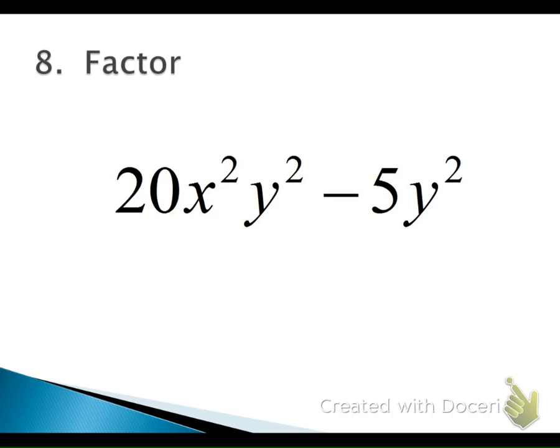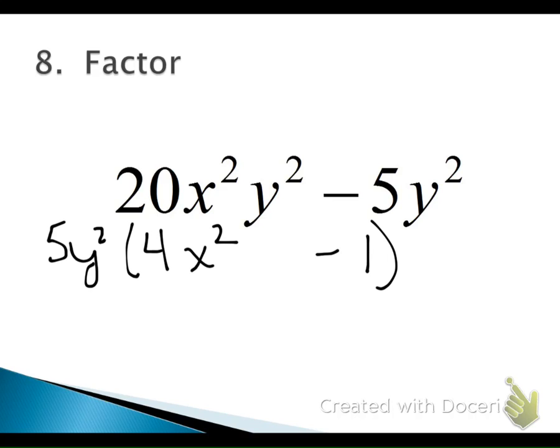This is going to be the last one. They share something. Hopefully you saw that. They share 5y squared. You're left with 4x squared minus 1. You've got to have that placeholder of 1. So we check. Can we factor by group? Well, we don't have 3 terms. Can you do the difference of squares? Yes.